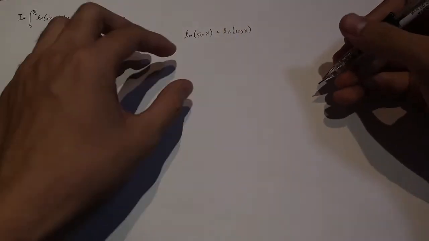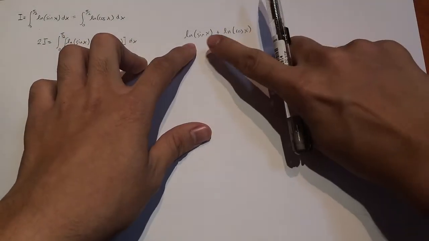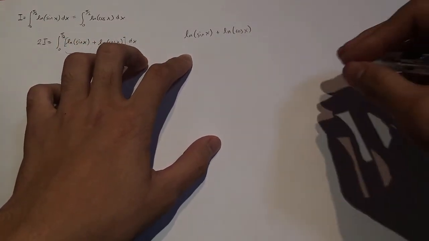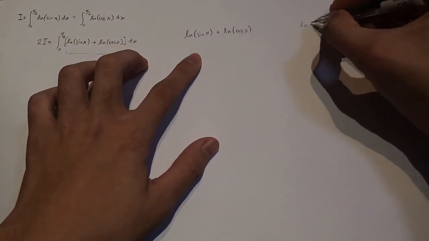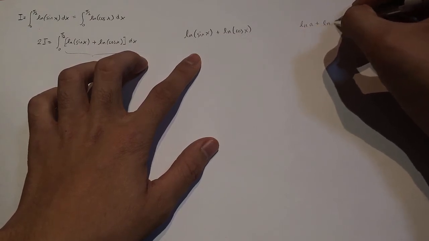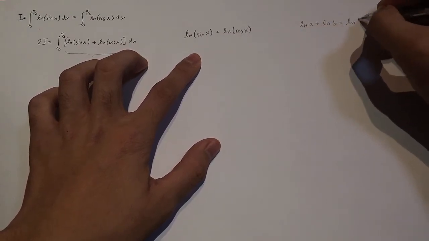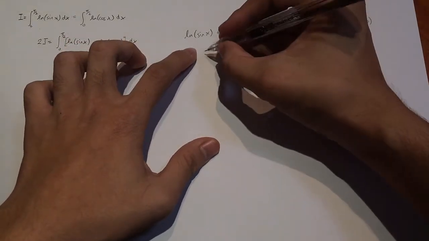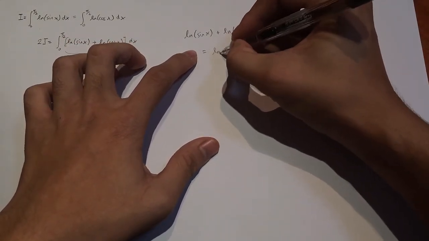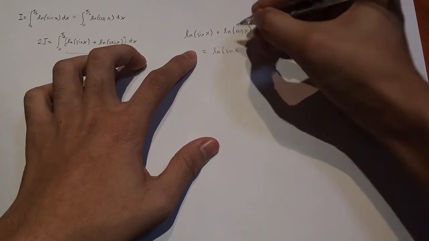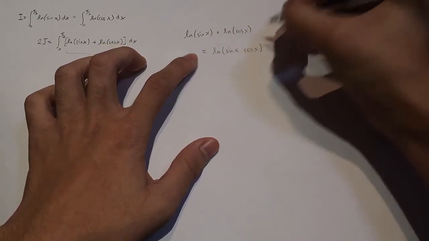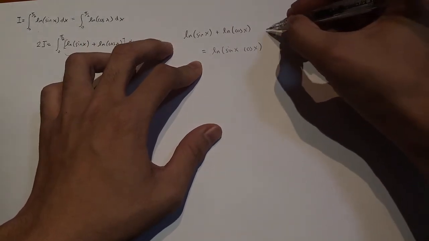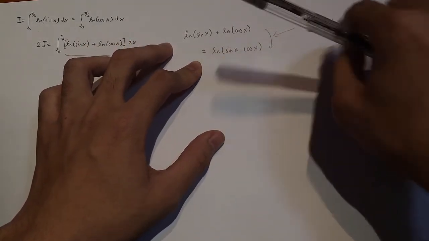First, we have two natural logs which are adding each other, and there is a particular log rule which says that when you have two logs adding each other, it is the same as just multiplying whatever's inside, and that's exactly what we'll be using here. So this equals natural log of sine of x multiplied by cosine of x. In order to move from this step to this step, we have to use this rule.